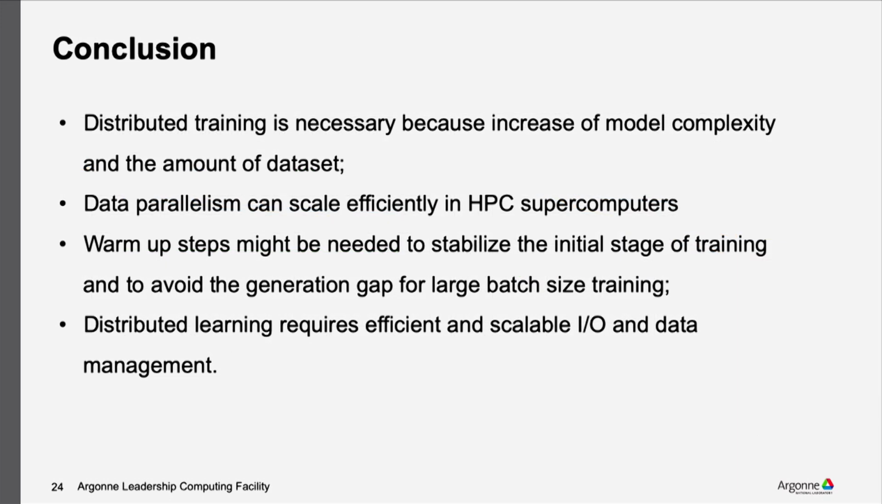Okay, I have about 50 seconds. So the conclusion is that we need data parallel training because of the increase of model complexity and also the amount of data. Second, data parallelization can scale very efficiently on HPC supercomputers, as we see from all the scaling plots. Then some tricks we need to use: warm up. We use a smaller learning rate in the initial stage of training to avoid training instability and also a generalization gap. And lastly, we also need to deal with I/O to make sure that the I/O part will not become a bottleneck to the overall training.